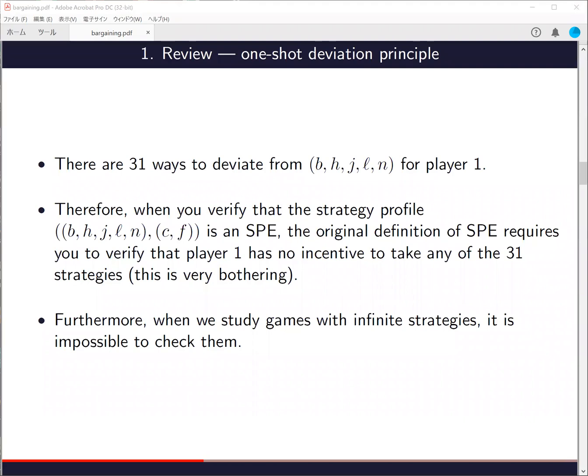A note here that player 1 has 31 ways he can deviate from the subgame perfect equilibrium strategy. This means that we need to check 31 deviations to check if the obtained subgame perfect equilibrium strategy is indeed a subgame perfect equilibrium. And this is very cumbersome. It turns out that we do not need to check all 31 deviations to check the validity of the subgame perfect equilibrium strategy we derived, due to what is called the one-shot deviation principle.